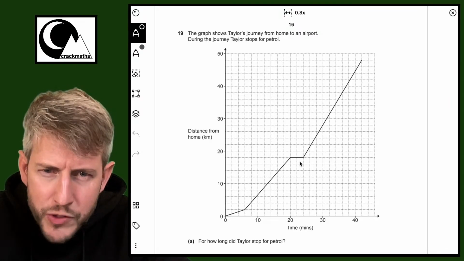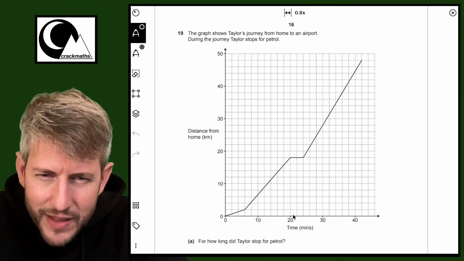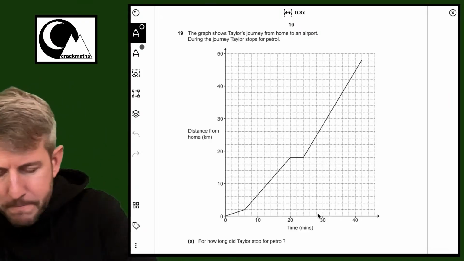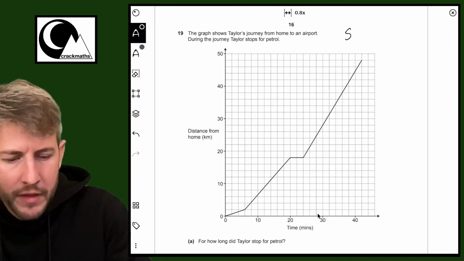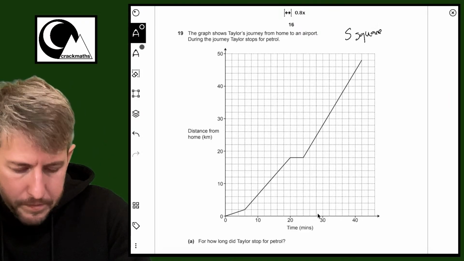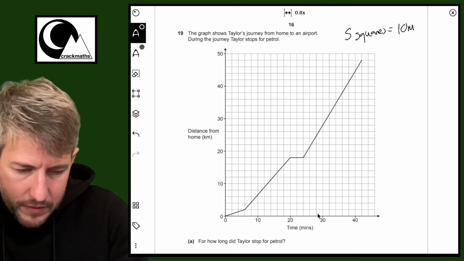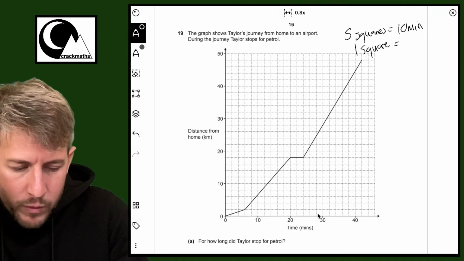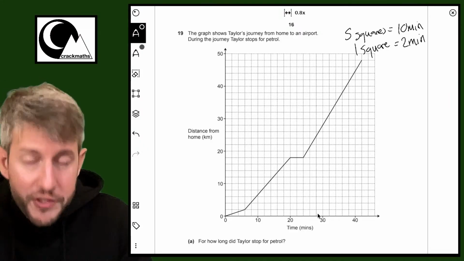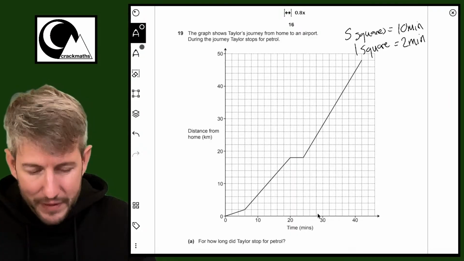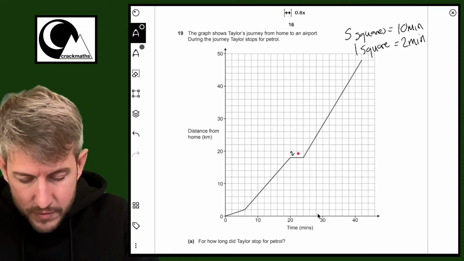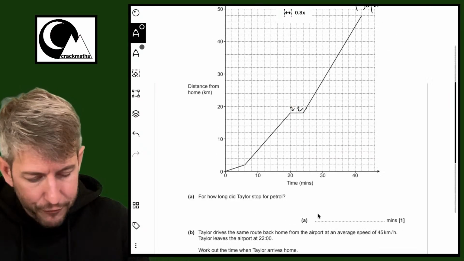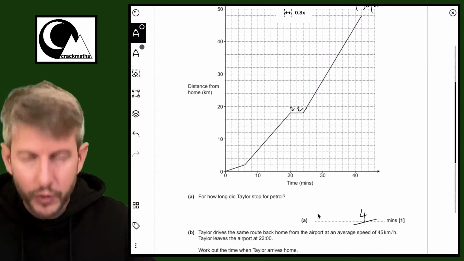She's stopped for 2 squares. Now I can see that 1, 2, 3, 4, 5 squares. I'll just write that up here. 5 squares equals 10 minutes. So that means that 1 square equals 2 minutes. So if she's stopped for 2 squares, that means she's stopped for 2 minutes here, 2 minutes here. So she has stopped for 4 minutes in total.